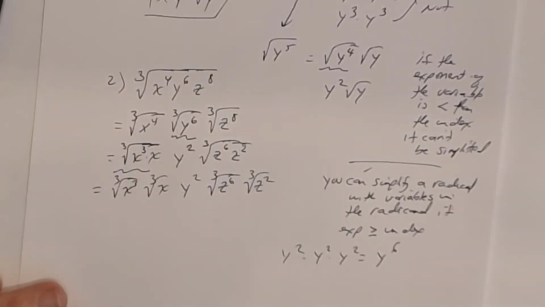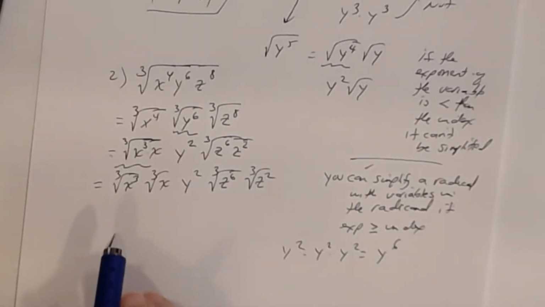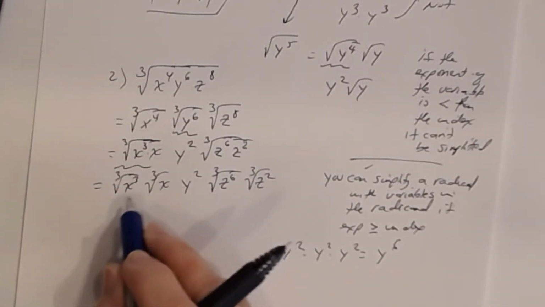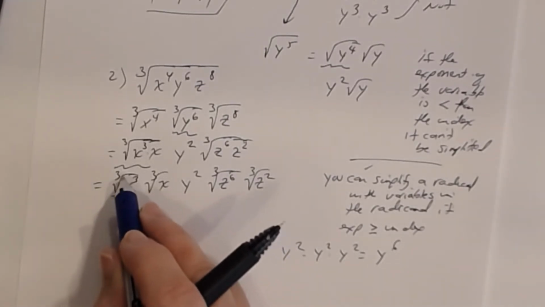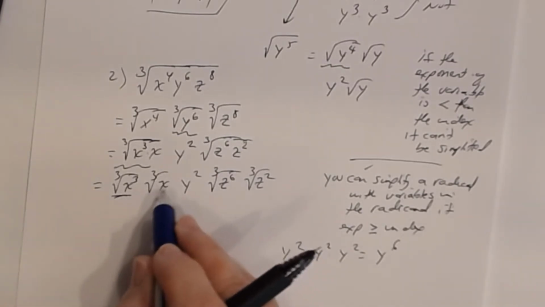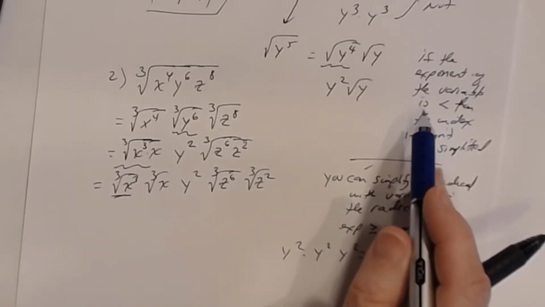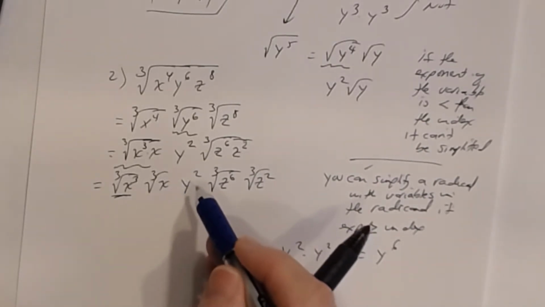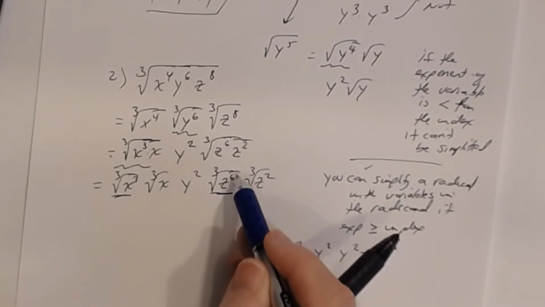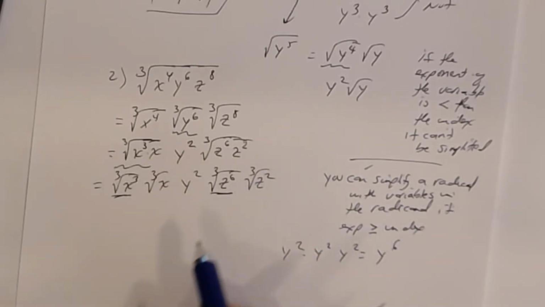Okay? All right, now listen. I am going to underline, and it helps, I'm going to underline those radicals that I can simplify now. I can simplify this because 3 is divisible by 3. I cannot simplify this. Remember, if the exponent of the variable is less than the index, it cannot be simplified. 1 is less than 3. I can simplify this, right? 6 is divisible by 3. Can I simplify this? No, because 2 is less than 3.